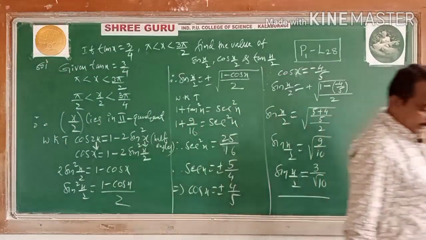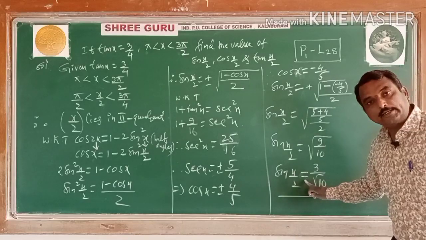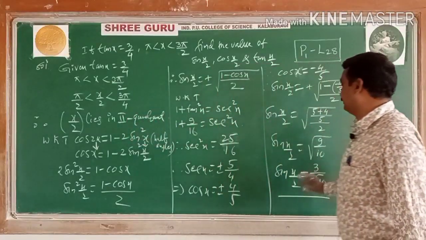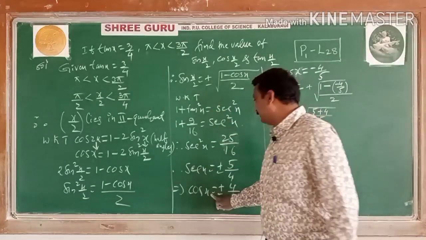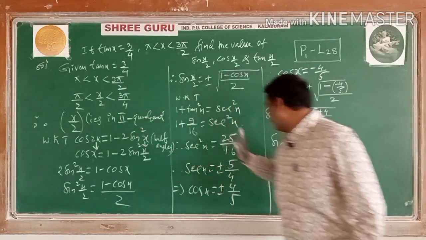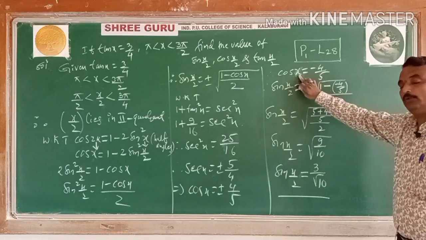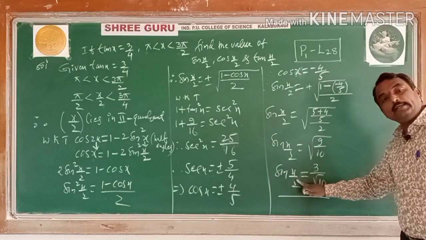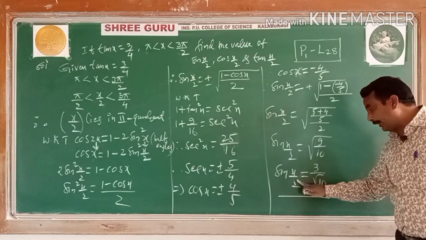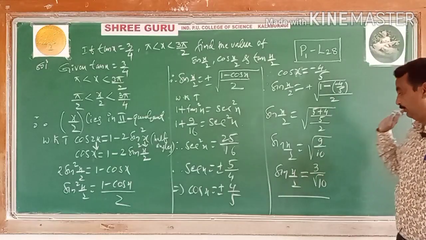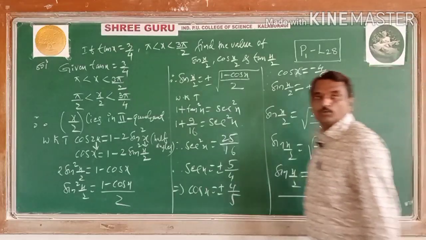Because x lies in the second quadrant, in the second quadrant sin x by 2 is positive. There is no confusion here. This is regarding the third quadrant and this is regarding the second quadrant. This is the second quadrant value. In the third quadrant x is negative, and in the second quadrant, x by 2 is positive, so sin x by 2 is positive. Therefore 3 by root 10.